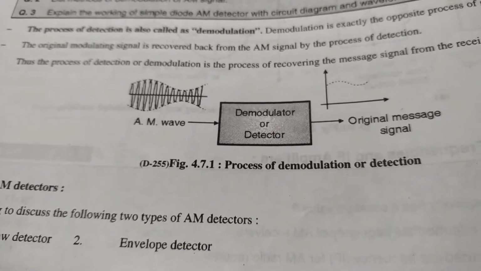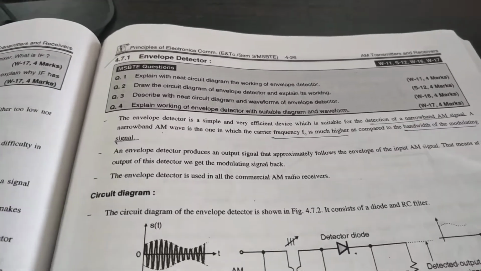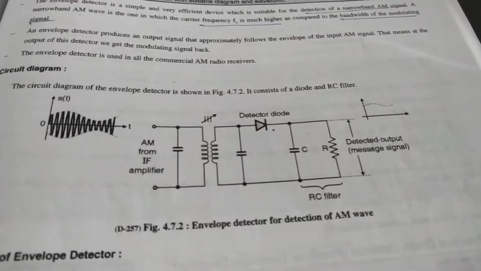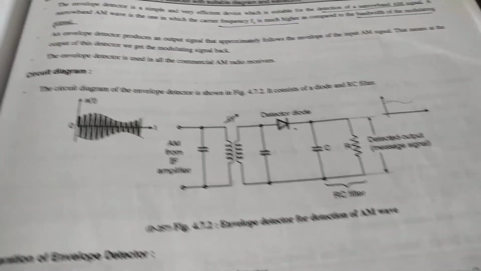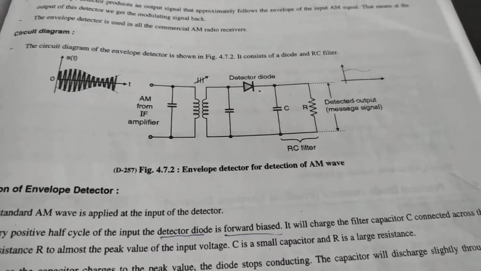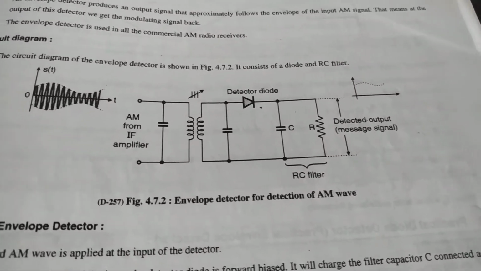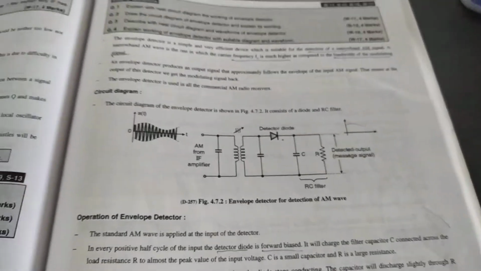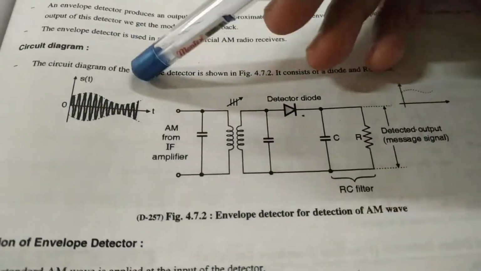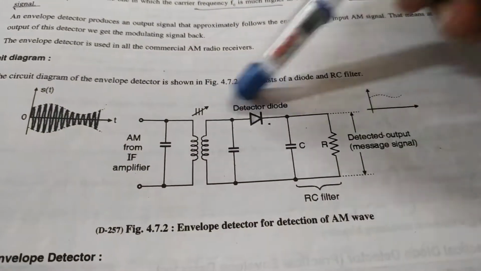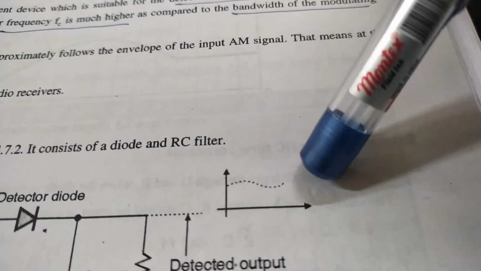To recover this signal we need a demodulator or a detector. We use two types of detectors here. The first one is called the envelope detector, and the second one is the practical diode detector. First, let us observe the envelope detector. You can observe the circuit diagram of the envelope detector, and here you can observe the AM signal from your left-hand side. By using this envelope detector we can recover our original modulating signal.